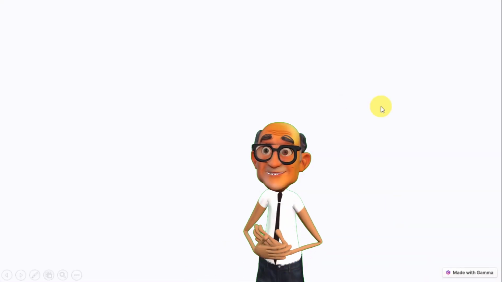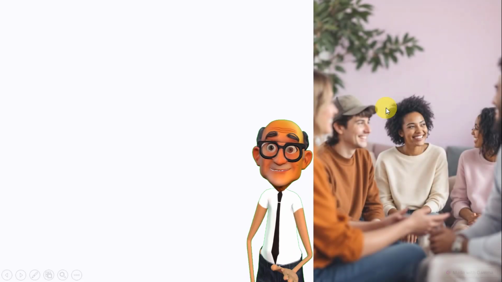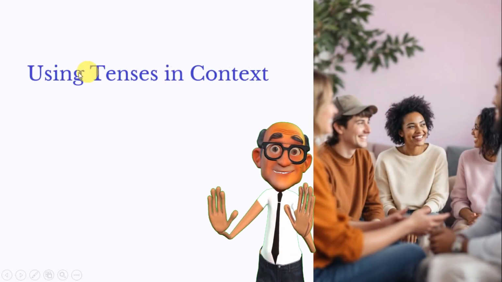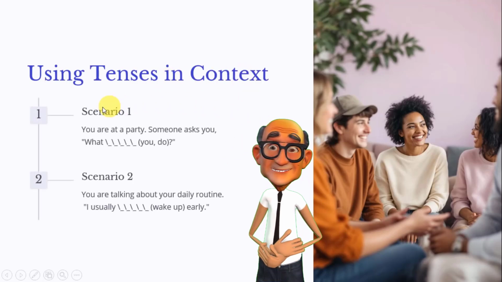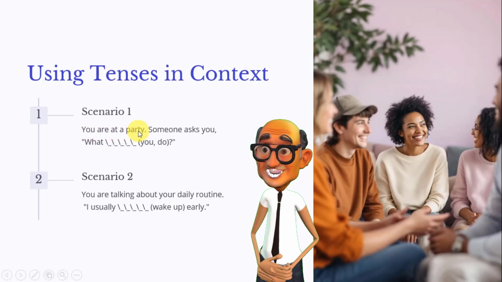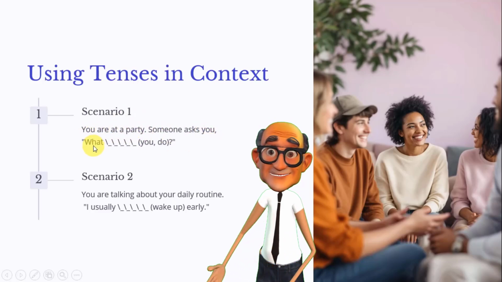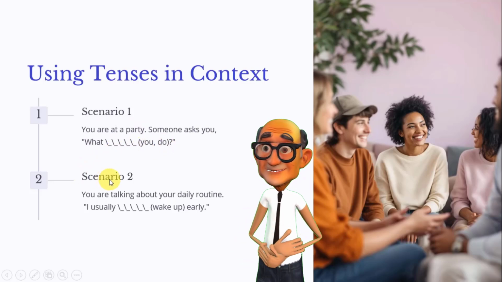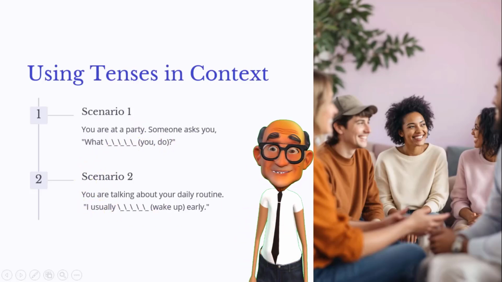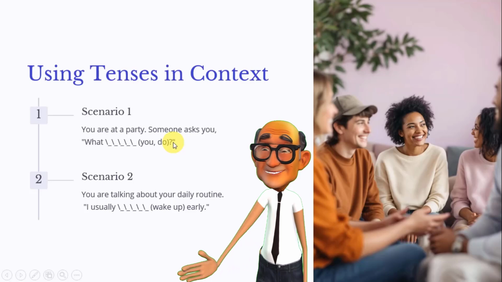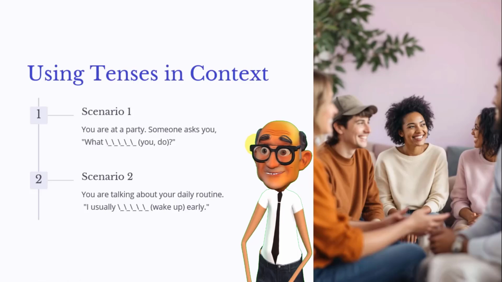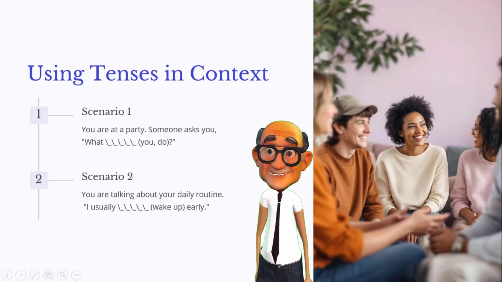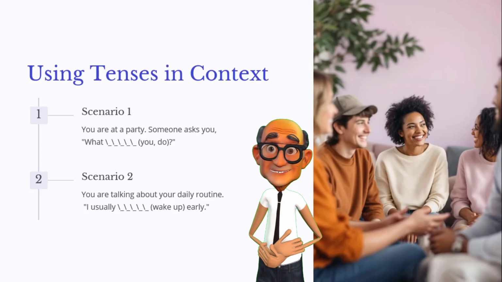Okay, now that we have done all the exercises, we've gone through the lesson, I am sure that you understand it. Let's have a look at using tenses in context. Scenario number 1, you're at a party, someone asks you what blah blah blah, and scenario number 2, blah blah blah. Guys, please, once again, I'm going to give you a minute or two to answer the questions with the scenarios, and then I'll give you the answers. So once again, guys, write it down, do it in your notebook, and we'll check the answers within the next minute or so.